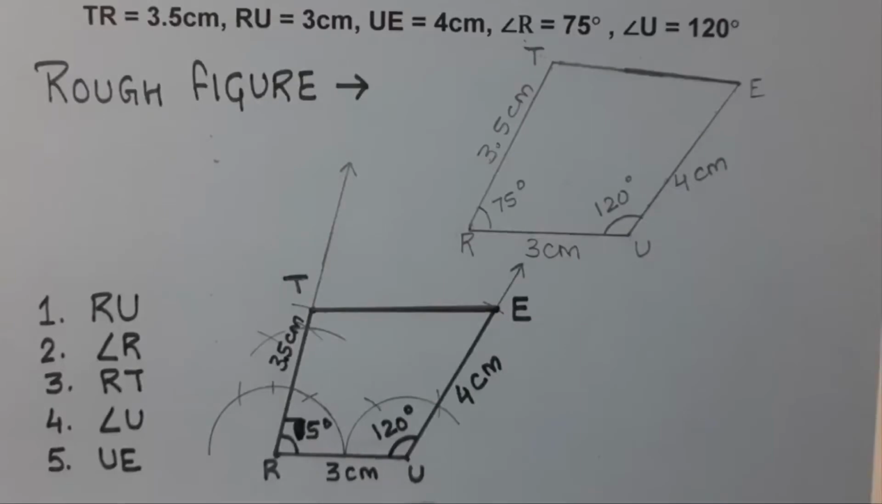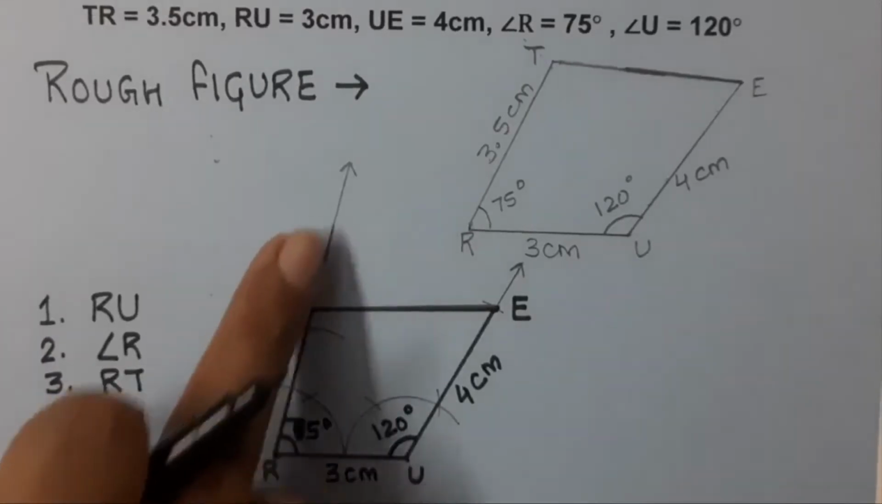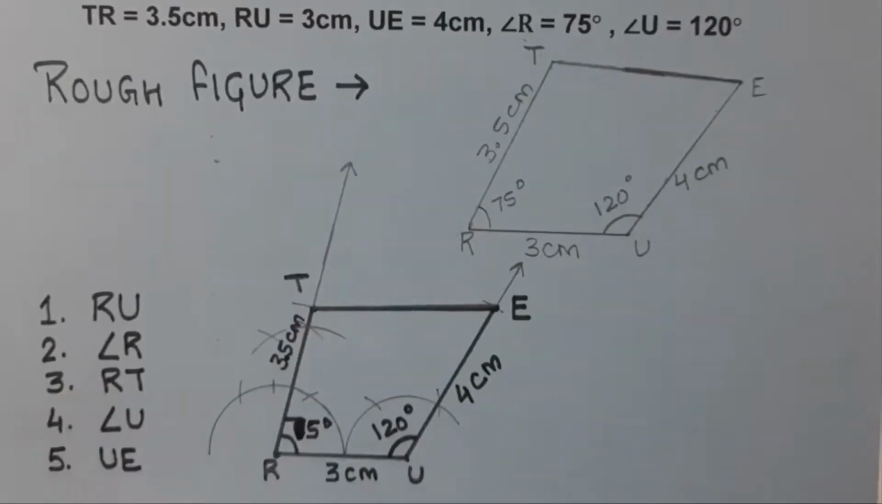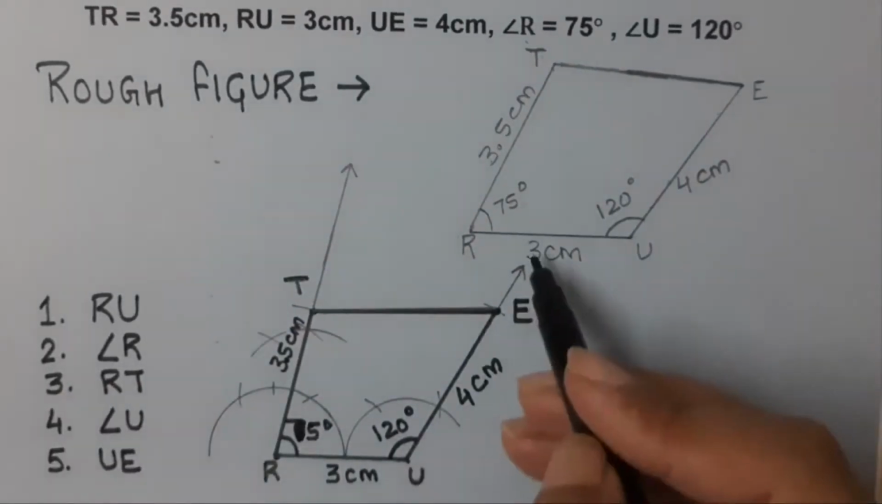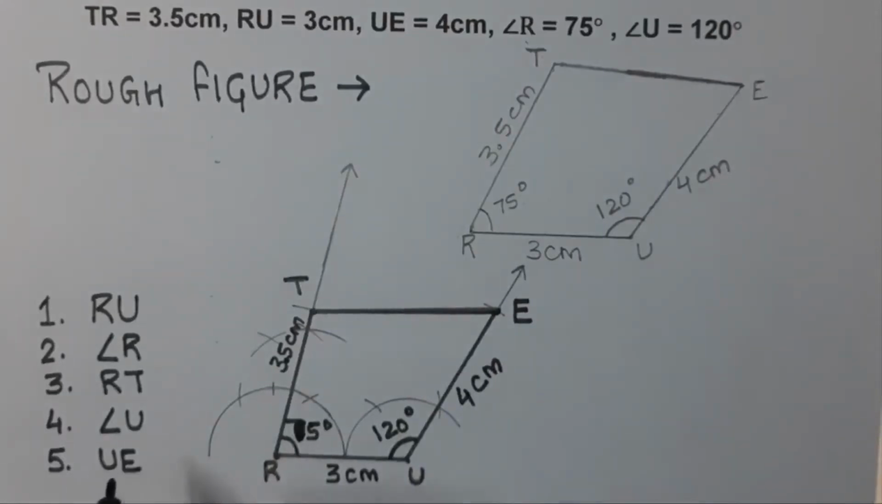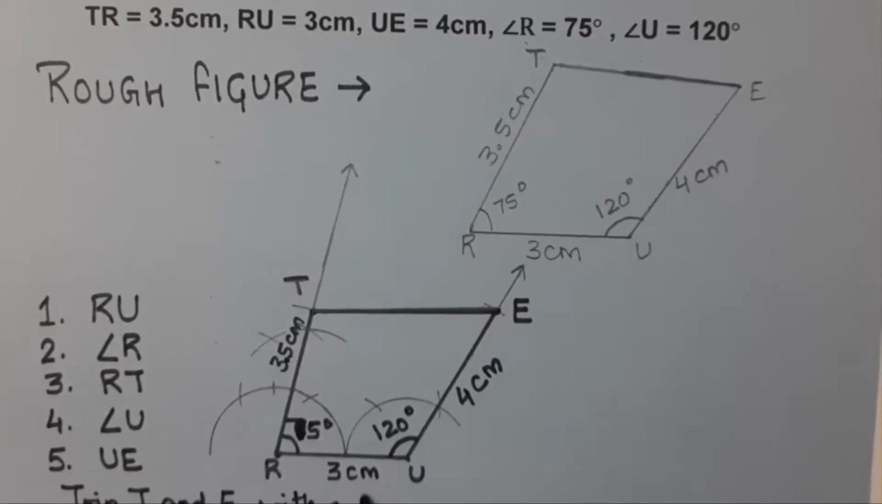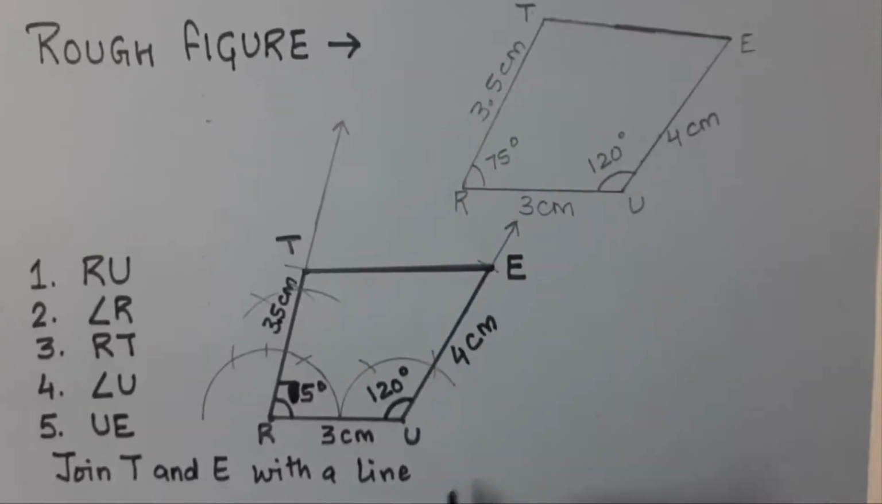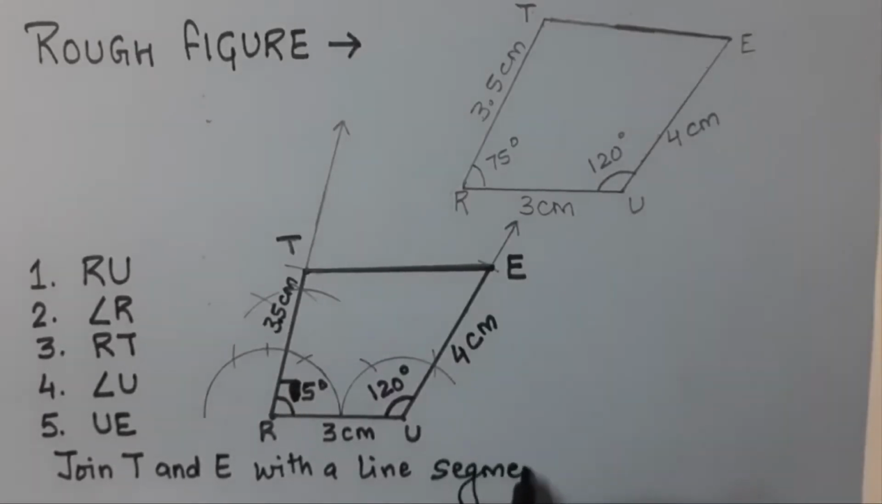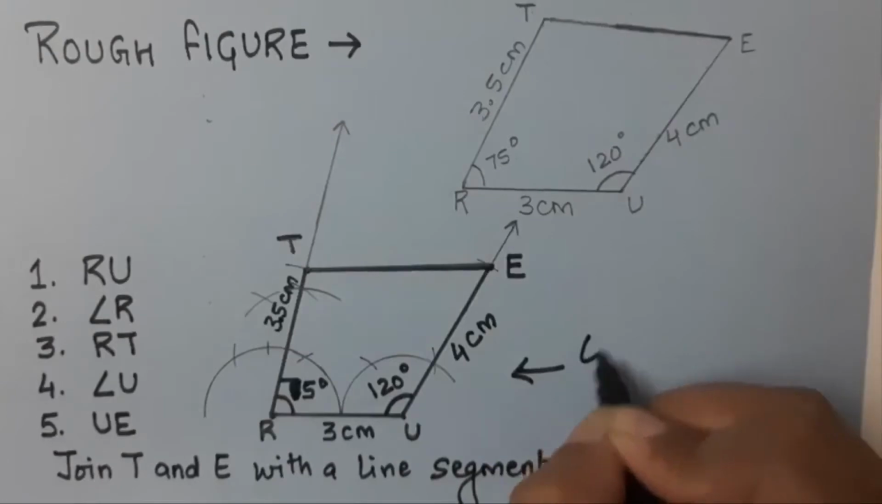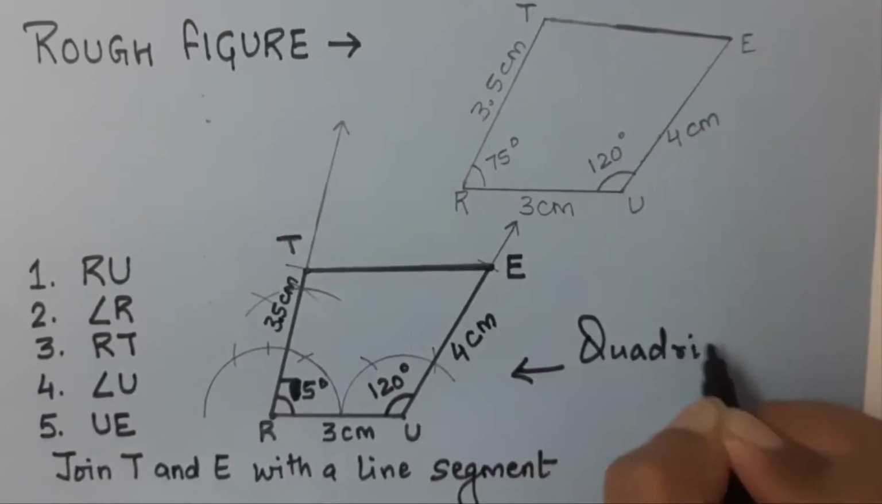So the sequence, we'll just again revise the sequence of construction. We constructed side RU first, then we constructed angle R. After that we could locate point T, so we constructed RT. Then we constructed angle U, and then we could locate point E, so we constructed UE, and later on we just joined the vertex T and E with a line segment. So this gives us the quadrilateral TRUE.